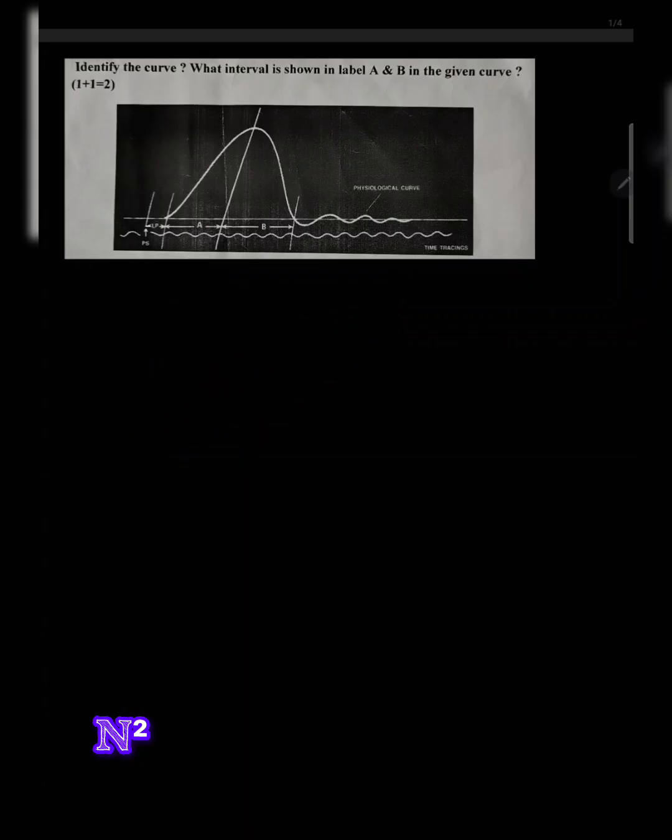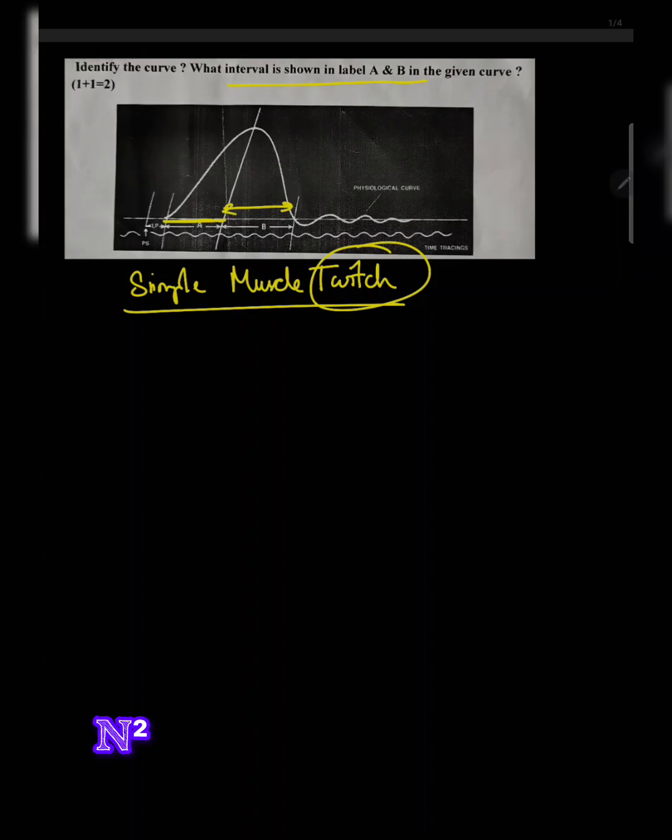Sometimes this is also called a simple muscle twitch. A momentary movement or contraction of a muscle is also called a twitch, so sometimes we call it this also. What interval is shown in A and B? This is the interval A and this is the interval B. Now typically when we get a simple muscle curve, there are some points that you should remember.